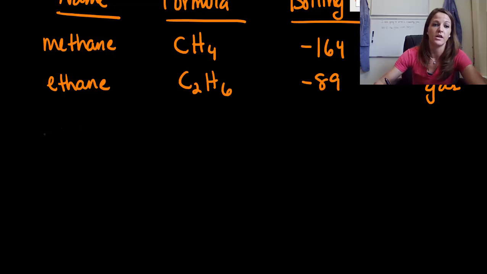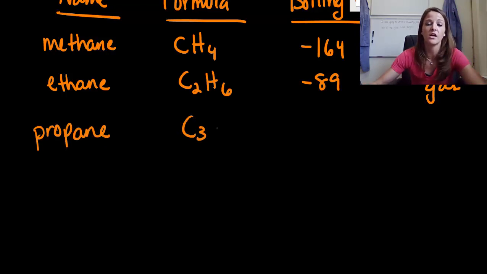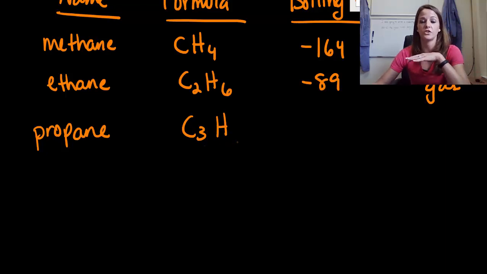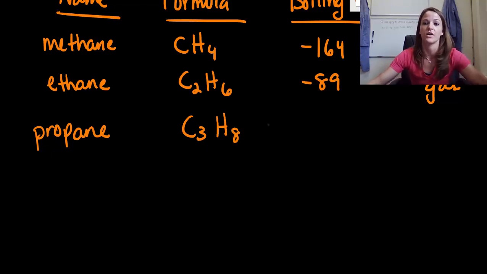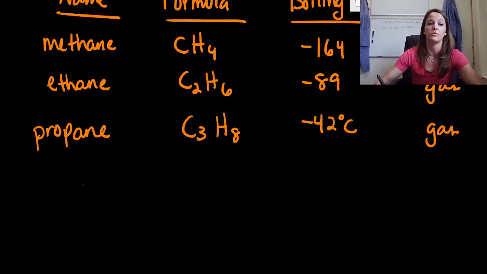Let's go to the next one. The next one is going to be propane. Pro saying that we have 3 carbons. Now let me show you the trick. When we're trying to determine how many hydrogens you're going to have for an alkane, these are only alkanes, you double this number, so 3 times 2 gives you 6. You add 2, so that's 8 right there. So that's how you determine how many hydrogens. This would be negative 42 degrees Celsius. Also below 25 would be a gas.